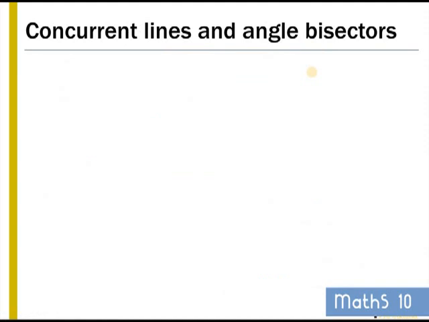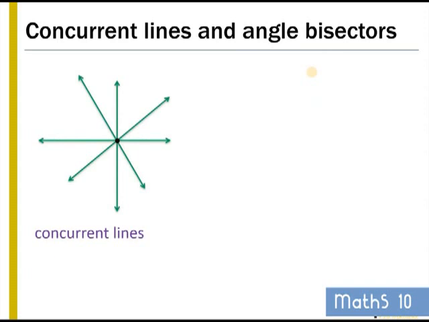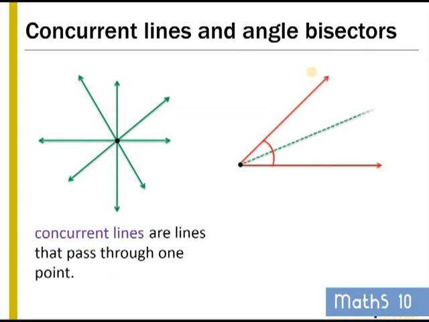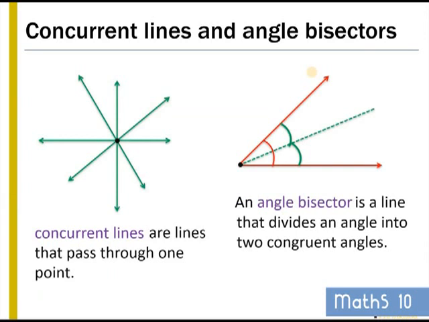Concurrent lines and angle bisectors. Concurrent lines are lines that pass through one point. An angle bisector is a line that divides an angle into two congruent angles. Here's the angle, and this is the angle bisector, because it divides this angle into two pieces which are exactly the same size.